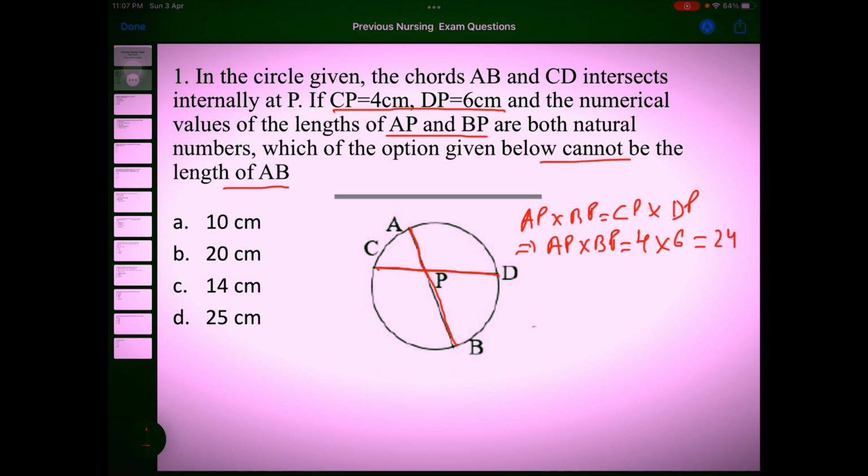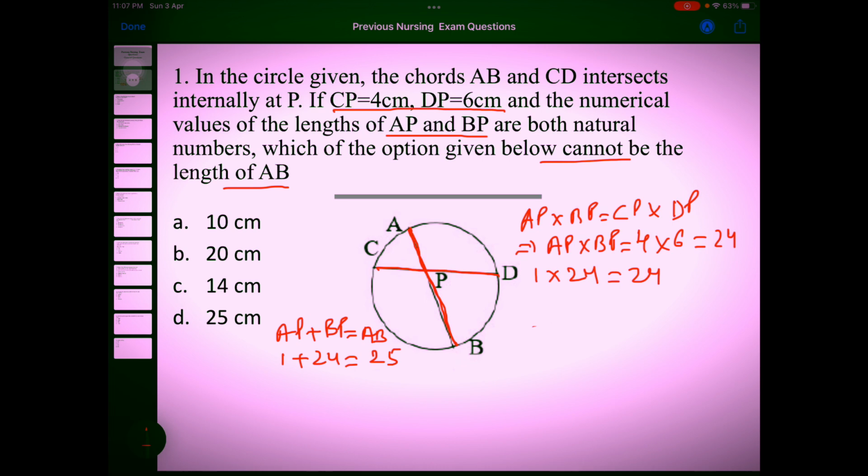So now we have to find the possible values of AP and BP so that the product of AP and BP equals 24. Let's say the first value of AP is 1 and BP is 24. So 1 into 24 equals 24. Here AP plus BP equals AB, that is the total length of this chord AB. So 1 plus 24 equals 25.